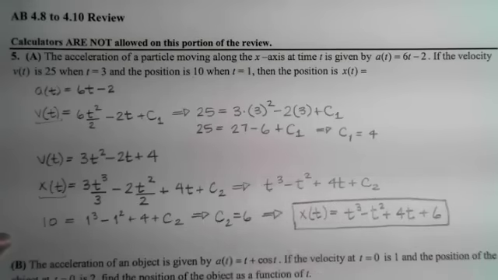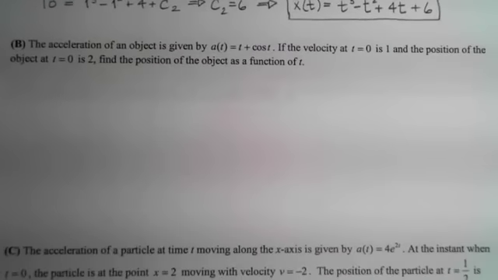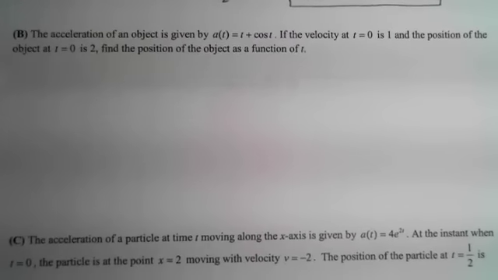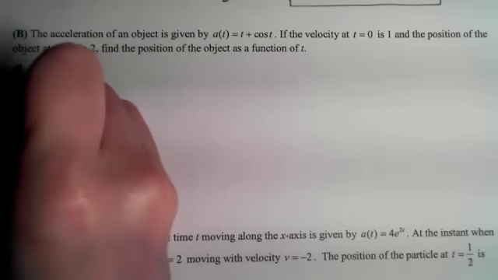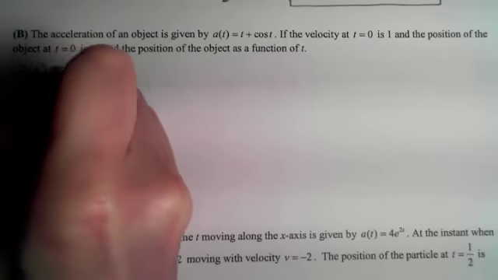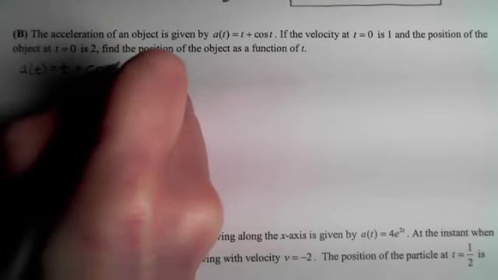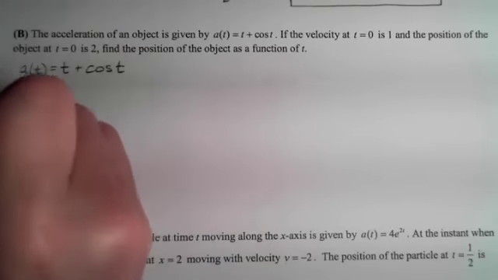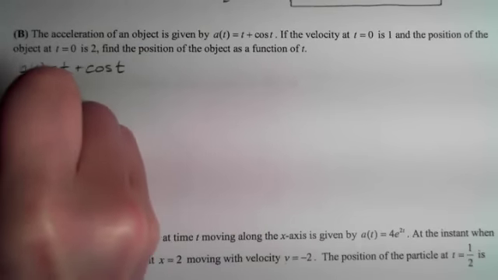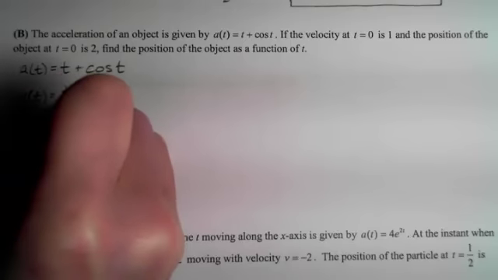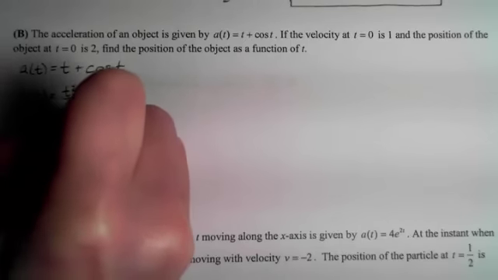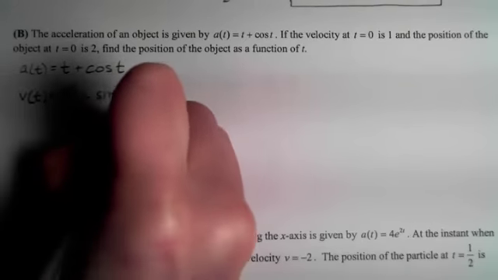And I'm done. So now let's do the same process with part B. Part B says the acceleration is given, and again we have a point on the velocity, a point on the position, and the goal is to find the position. So we got to go backwards twice. If I go backwards from t plus the cosine of t, what did I take the derivative of that gave me this? I will have t squared over 2 plus sine of t plus some constant.